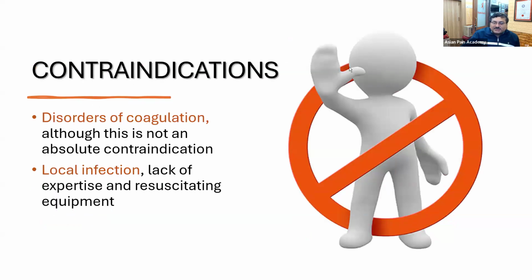Now, contraindications. Usually if the patient has a coagulation disorder or if there is a local infection, that comes under contraindications. But the number of contraindications is very limited for this block if you are doing it in a perfect situation, as the nerves are very superficial. Usually there is no chance of any complication, but definitely if you are doing it very blindly and not taking adequate care, then there is a possibility of pneumothorax as well.